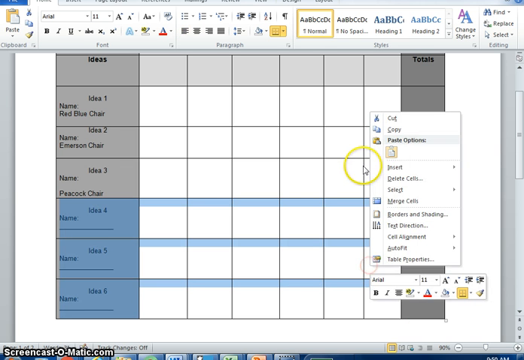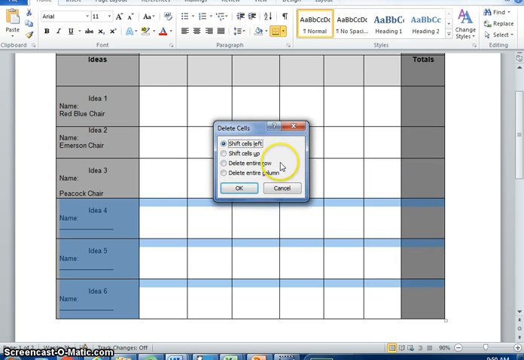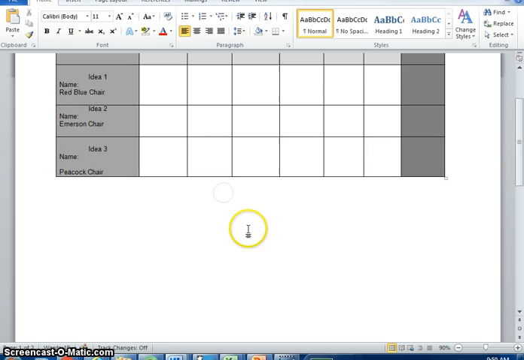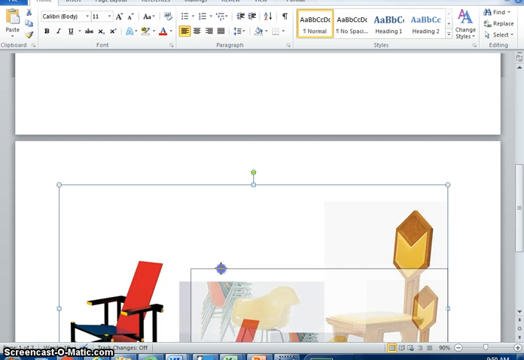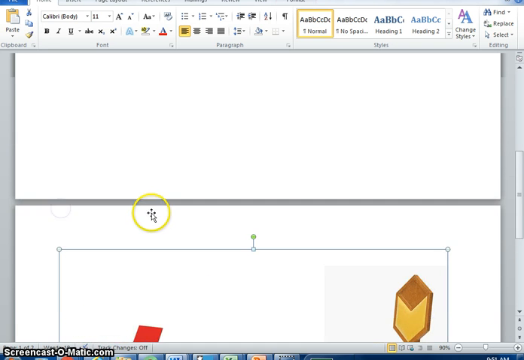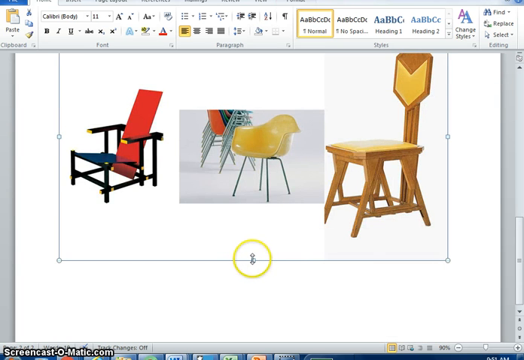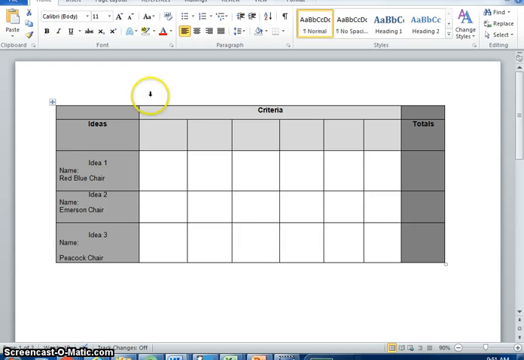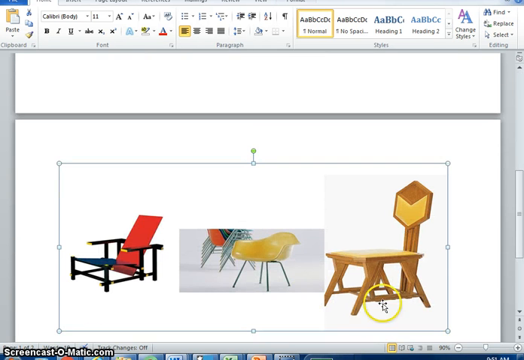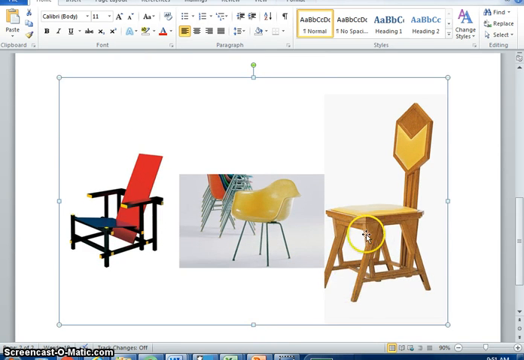And guys, I'm just going to delete these last 2 rows to make it a little bit easier for us. So delete the entire row, boom. And let's see if I can, you know what, we'll just keep scrolling.